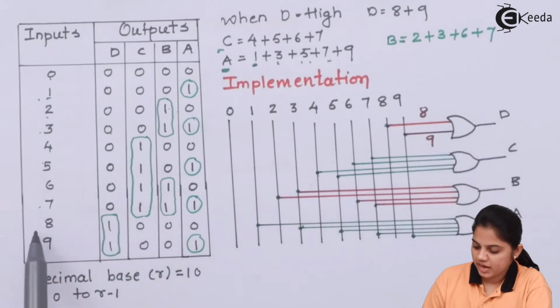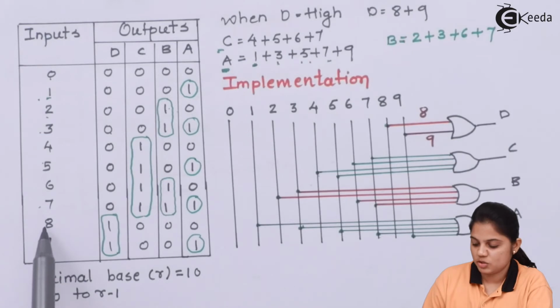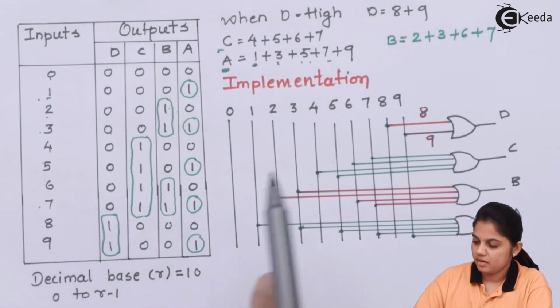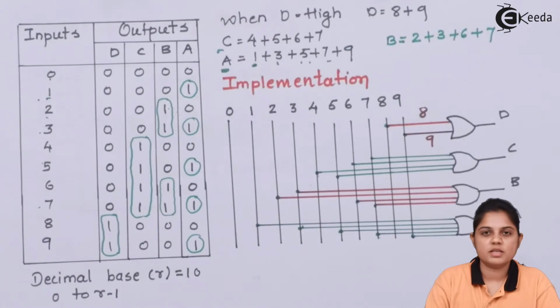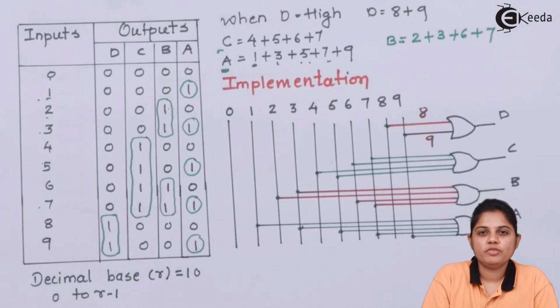So whenever 8 and 9 are pressed, these 2 switches must be pressed to get the output across D. So that is how the decimal to BCD encoder works, because here the input will be in a decimal form and your output will be in a BCD form, that is a binary coded format.